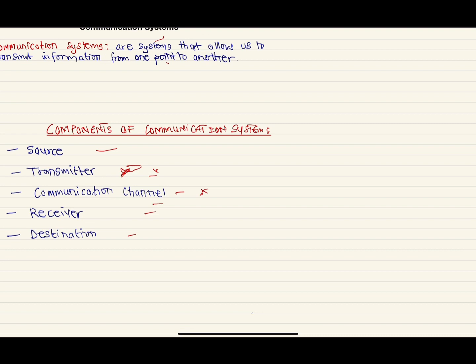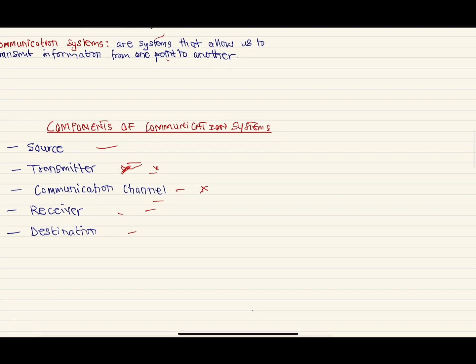So let's look at the next one. The next one is the receiver. After getting your communication channel, you need a receiver. You can't just transmit information for the transmission's sake. You really need a receiver. Who is going to receive your information? That is very, very important. This receiver converts the signal from the communication channel back into the original information.